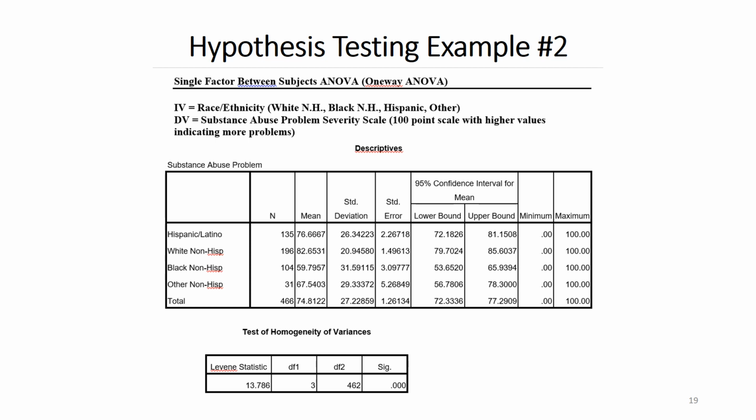This was raising some issues about how we were allocating services and identifying people who were being put into a mandatory substance abuse program. So that is where this came from. Looking at this, I want to know, is there a significant difference across these racial ethnic groups? We also see at the bottom of this slide the test of homogeneity of variances, the Levene's test. So let's move on to the next slide.